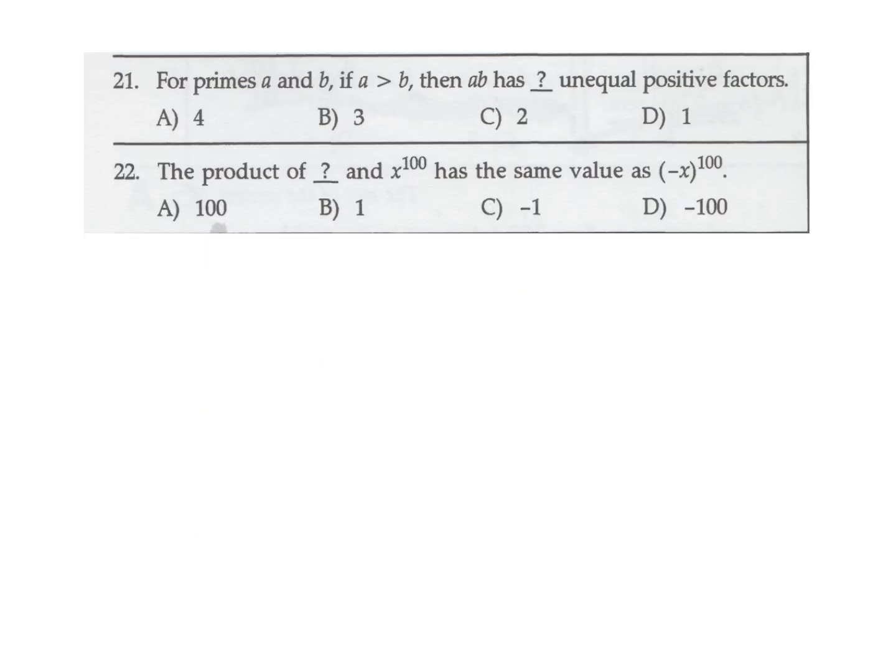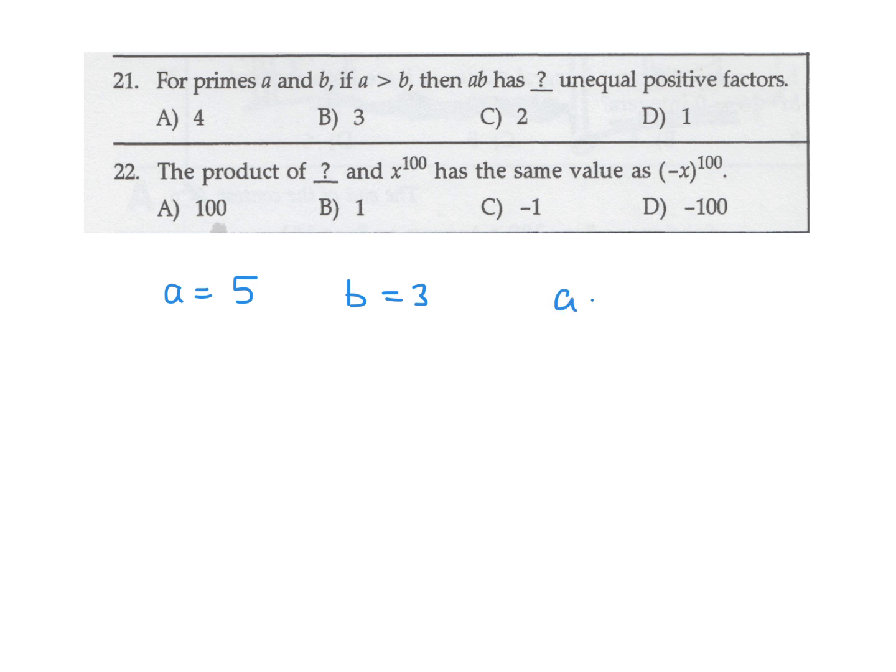For primes A and B, if A is greater than B, then AB has how many unequal positive factors? So let's try 5 and 7. So let's let A equal 5. Actually, A is greater than B, right? So B has to be smaller than that. So let's try 5 and 3. If A is 5 and A is greater than B, then B could be 3.